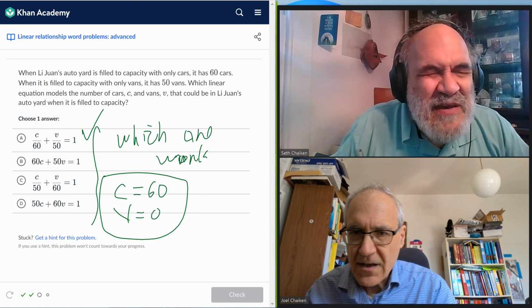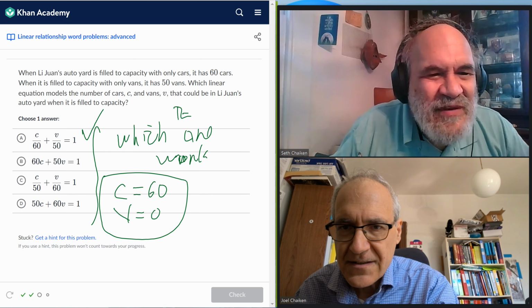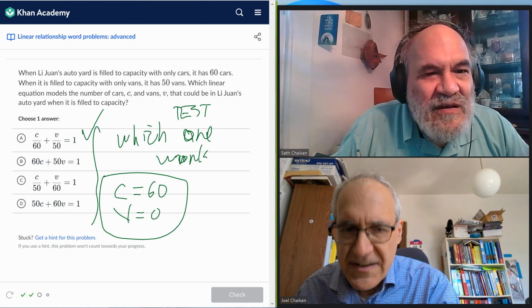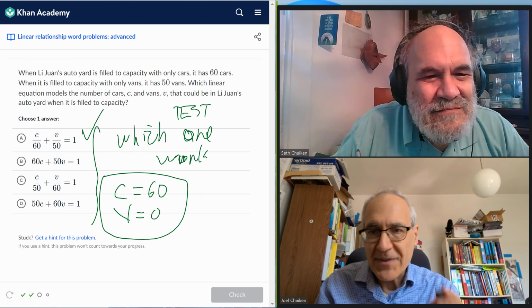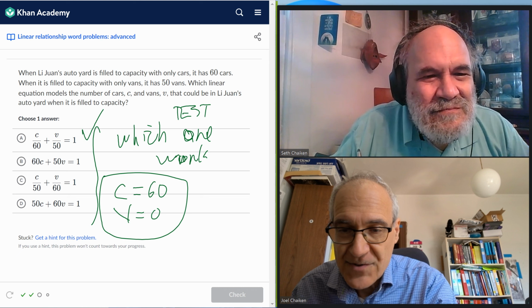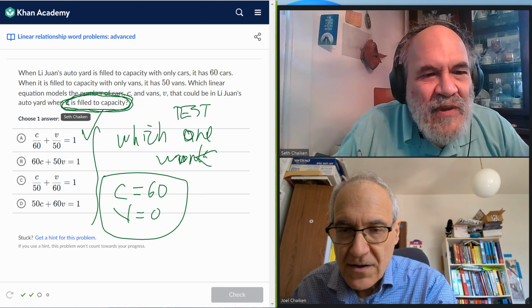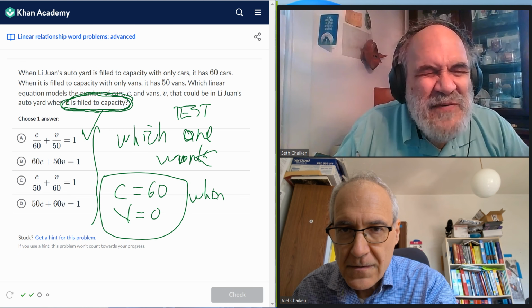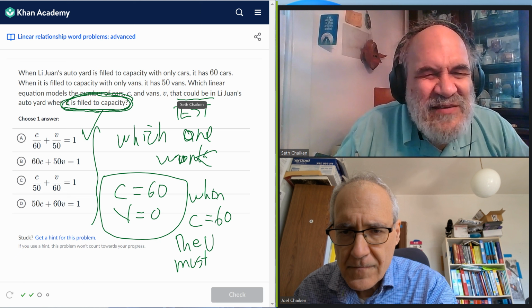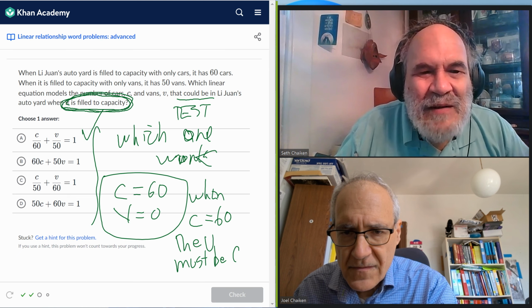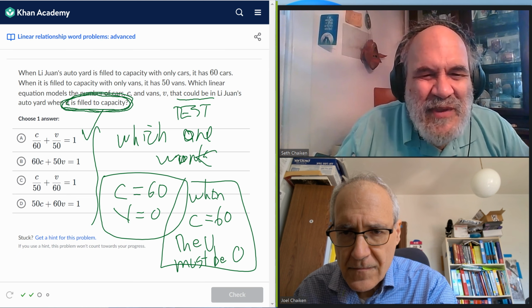There's something missing in this problem. The thing is, that's all you do: test which one works. Come to think of it, the approach that probably makes the most sense is just to test to see which one works. The problem is about what the conditions could be when the yard is filled to capacity.